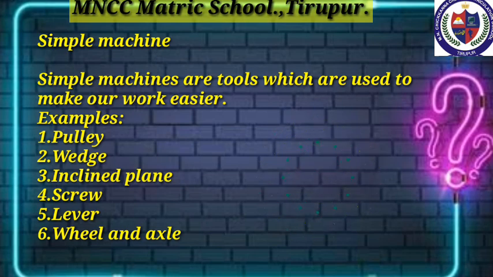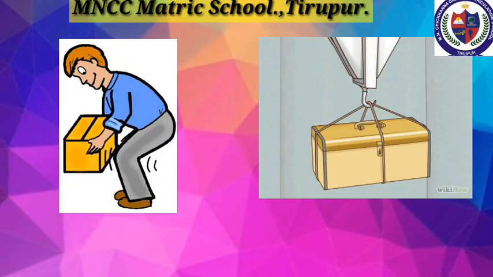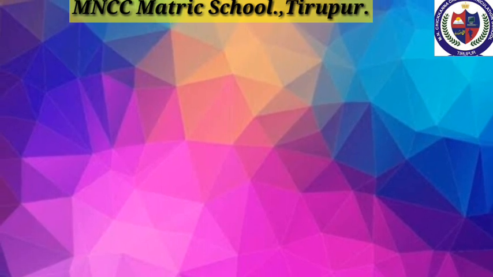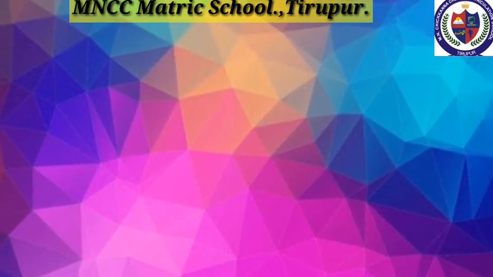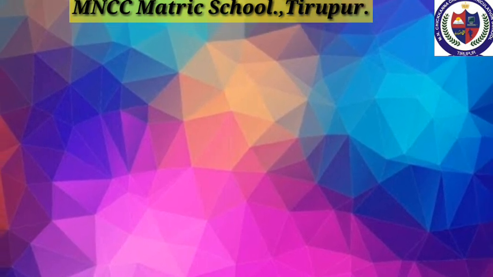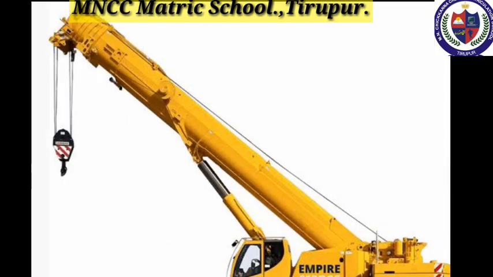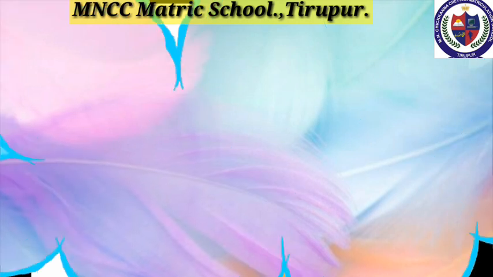The first simple machine is pulley. Observe the picture, which is easier, lifting the load with the help of a pulley or without a pulley. Definitely lifting a load with the help of a pulley is very easy when compared to without a pulley. So what is a pulley? A pulley is a machine made of a wheel with a groove around it. A rope or chain passes around the pulley. It rotates in the direction of the more force. For example, crane.